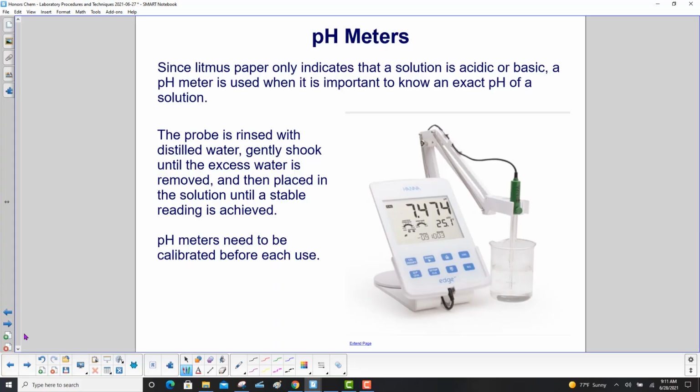Since litmus paper only indicates that a solution is acidic or basic, a pH meter is used when it is important to know an exact pH of a solution. The probe, over here, is rinsed with distilled water, gently shaken until the excess water is removed, and then placed in the solution until a stable reading is achieved. pH meters, like spectrophotometers, need to be calibrated before each use.